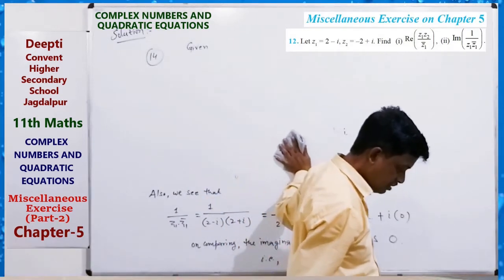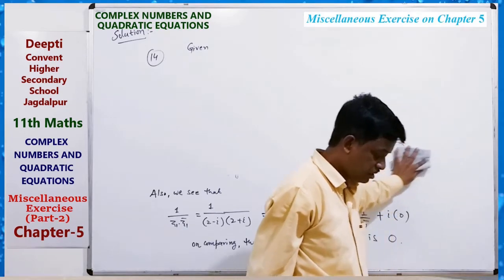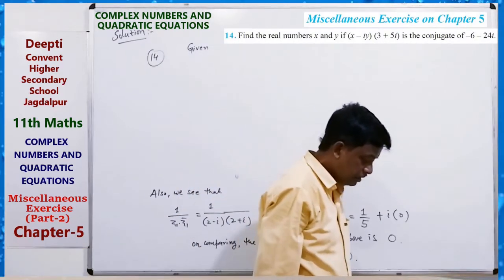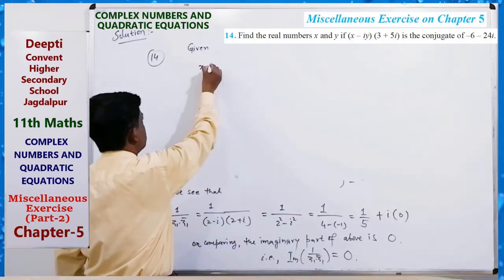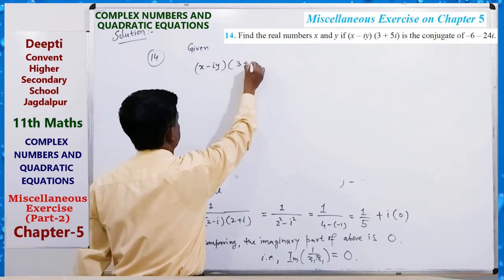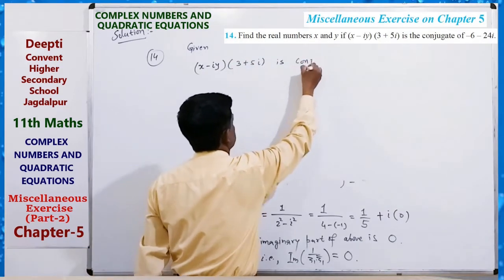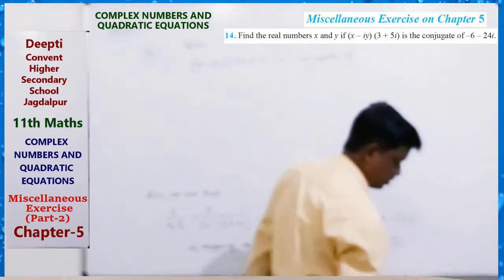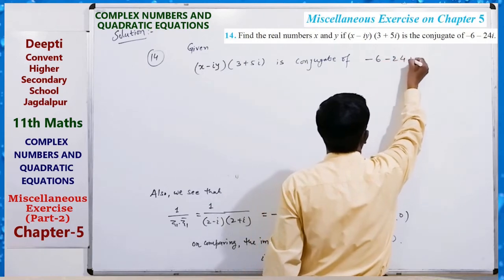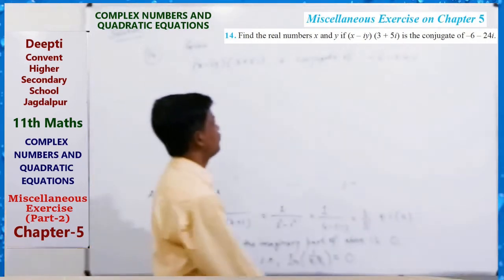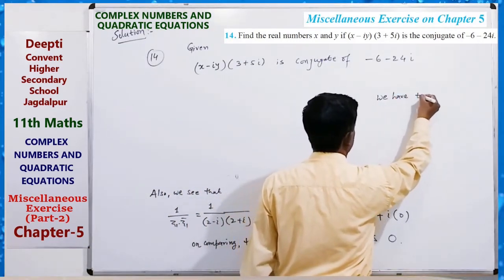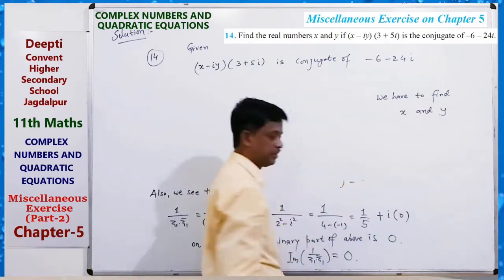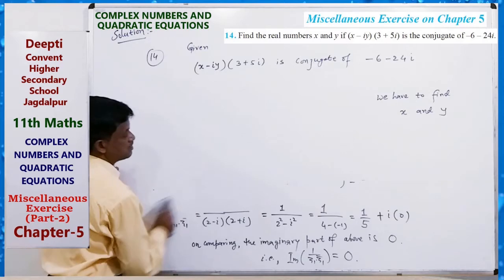And now take question 14. Find real numbers x and y if x minus iy into 3 plus 5i is the conjugate of minus 6 minus 24i. So here given x minus iy into 3 plus 5i is conjugate of minus 6 minus 24i, this is given. We have to find x and y, clear? So, this is conjugate of minus 6 minus 24i.